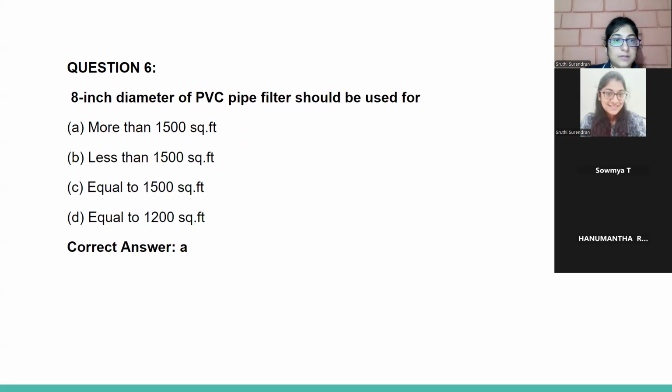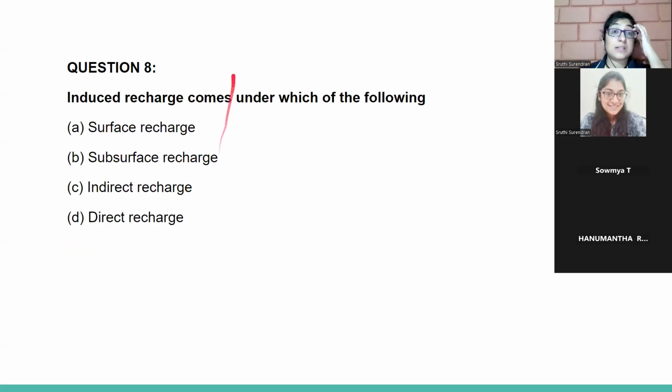So next question. Induced recharge comes under which of the following? Is it a form of surface recharge, subsurface recharge, indirect recharge, or direct recharge?